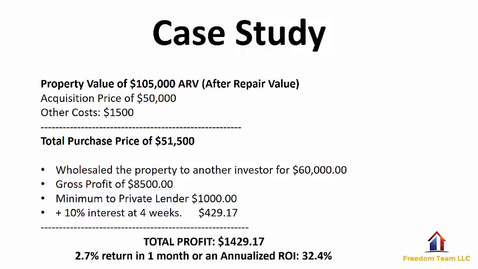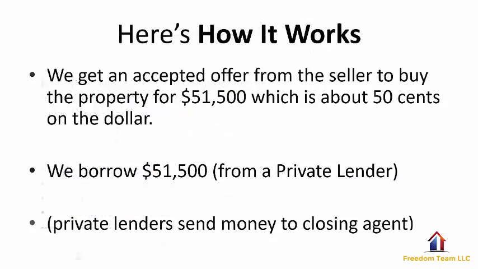And here's how this is predictable. Even if the market crashes, we know historically that the prices are still going to be relatively the same over 1 to 6 months. And if we're buying at 50 to 60 cents on the dollar, we have plenty of wiggle room. And the private lender's money is secured against the real estate.